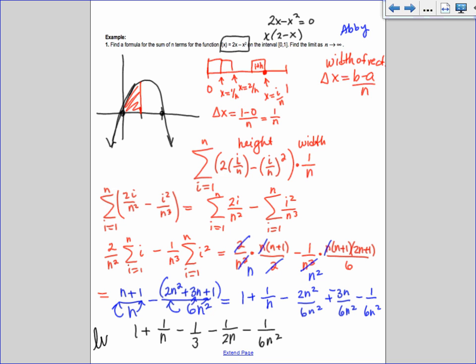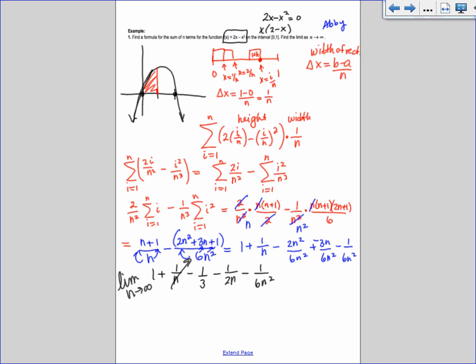Okay, close. Now take the limit as n goes to infinity. This goes away, and this goes away. They all go to 0. So I get 1 minus 1/3, so I get 2/3. So your answer should be 2/3.